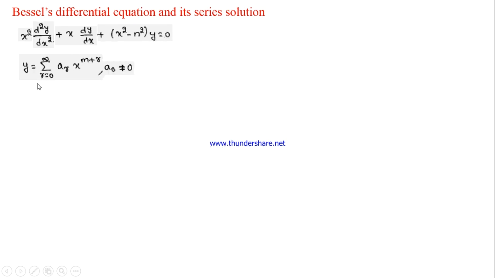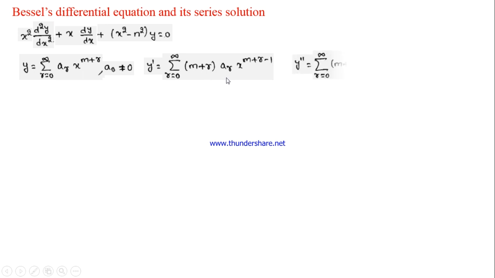The remaining part of the procedure is exactly similar to the method which we employed for Legendre's differential equation. Now we will find dy by dx and d square y by dx square from this. By differentiating this with respect to x, we have y dash equal to summation ar, which is a constant, times the derivative of x power m plus r, that is m plus r into x power m plus r minus 1. Now differentiate this with respect to x again.